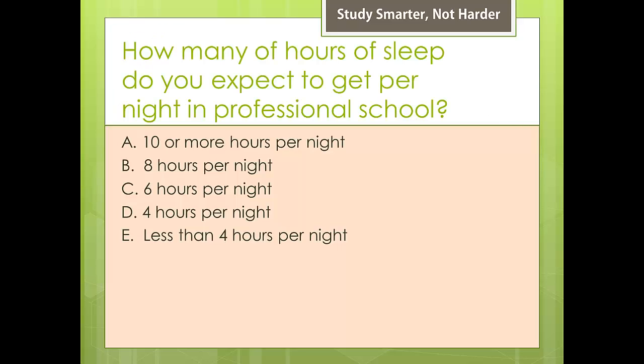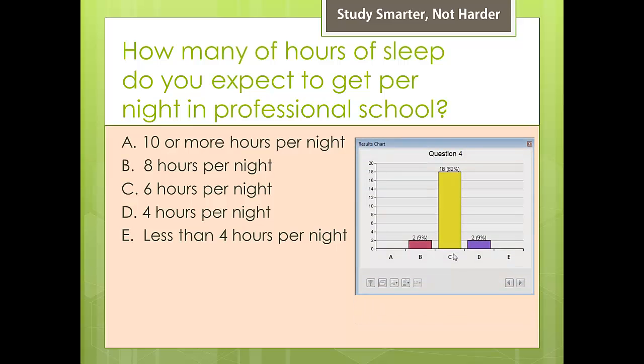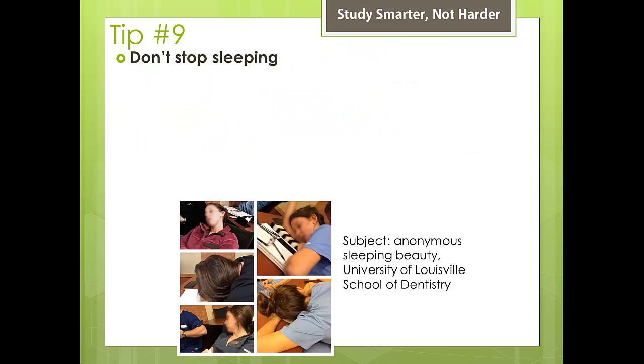So along this line of sleep, let me ask, how many hours of sleep do you expect to get per night when you're in professional school? I asked this question to some students in my summer pre-matriculation program, and the majority of them reported that they plan to probably get about 6 hours per night. And if you ask the students, they said, well, we know that 8 hours is optimal, but 6 hours is probably pretty good for students, and that should still allow me enough time to study and yet get the sleep that I need. But I really want you to think about the fact that you should not stop sleeping.